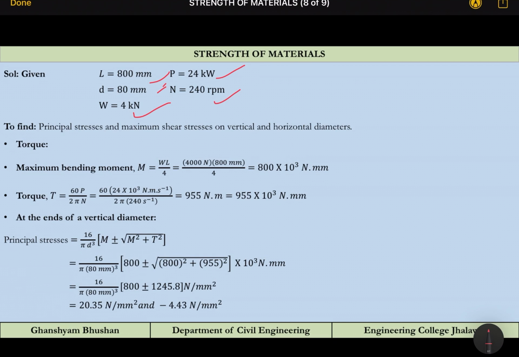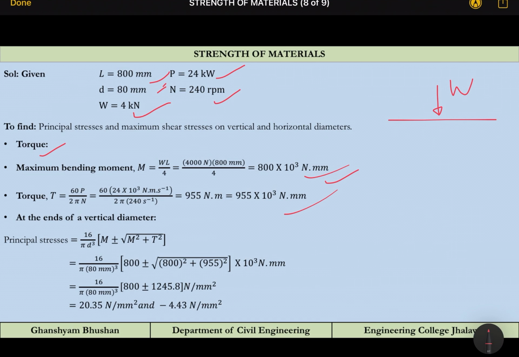So first we calculate the torque and the bending moment. The bending moment will be WL by 4, as W is at the midpoint, so the maximum will be WL by 4. It comes out to be 800 into 10 to the power 3 Newton mm. Everything we are calculating in terms of Newton and mm. The average torque is 60 P by 2 pi N.